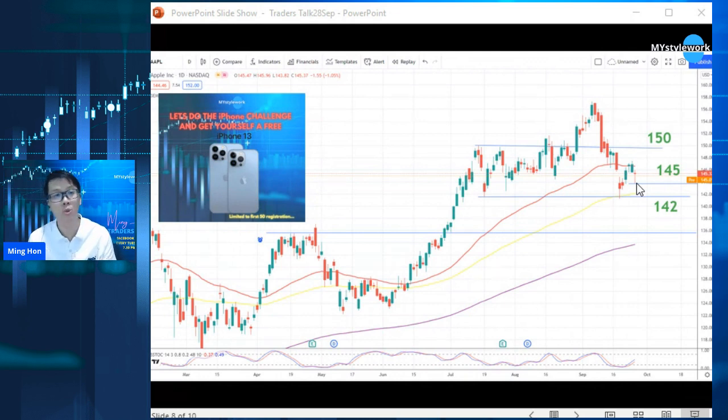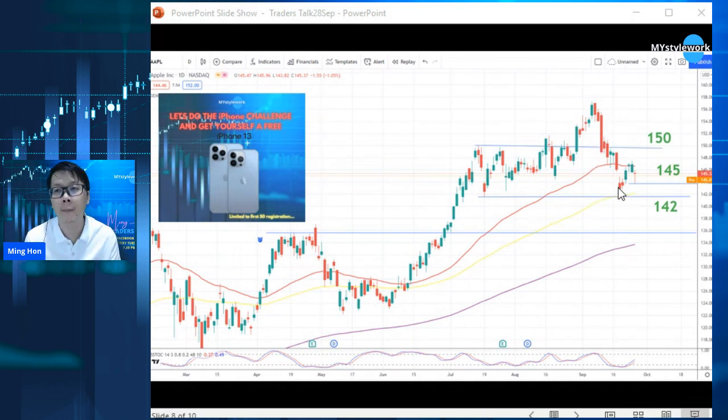Apple is down another 224. So there is a lot of downward pressure for the tech stocks, because of the Fed news on interest and also tapering. So later I'll also explain this Apple chart. Maybe I'll explain about the Apple chart now.